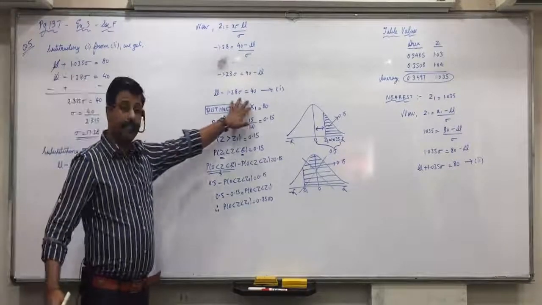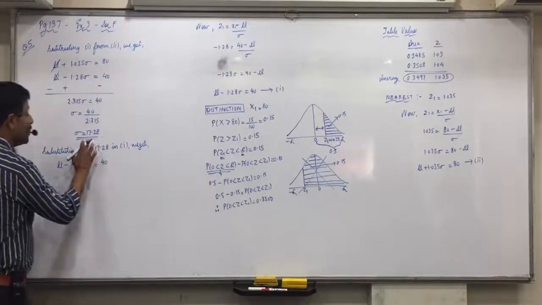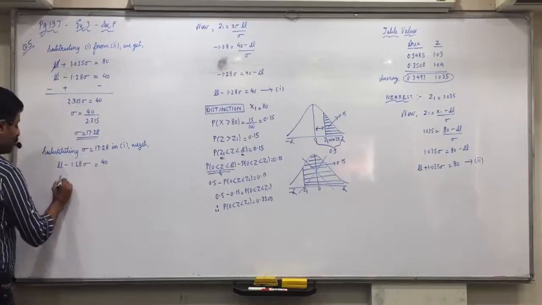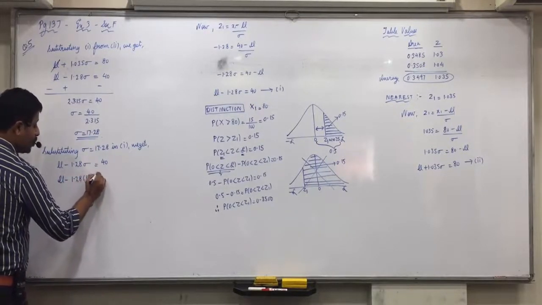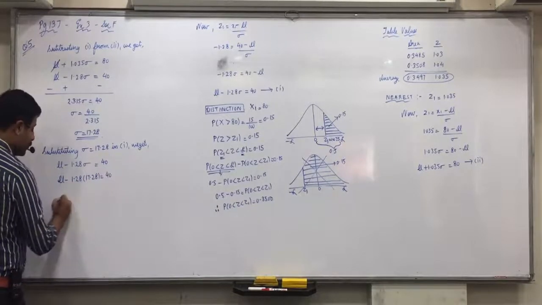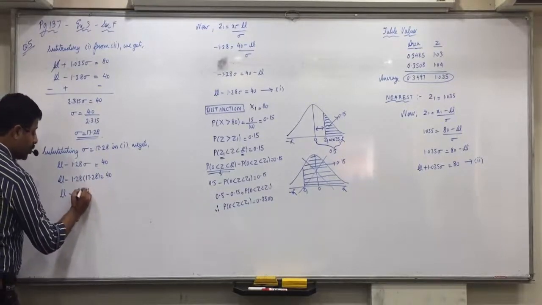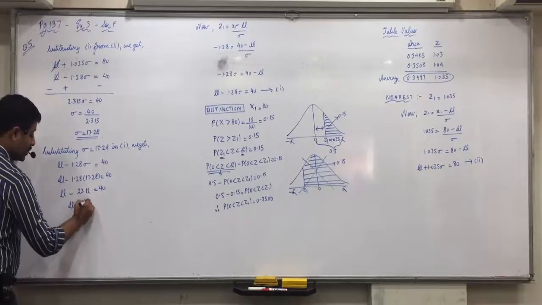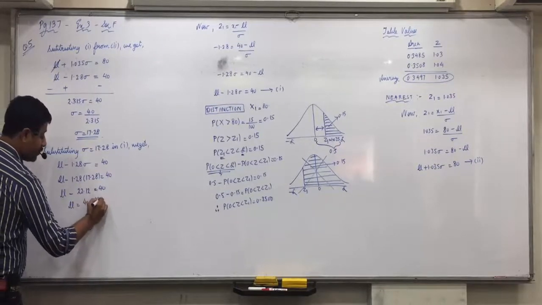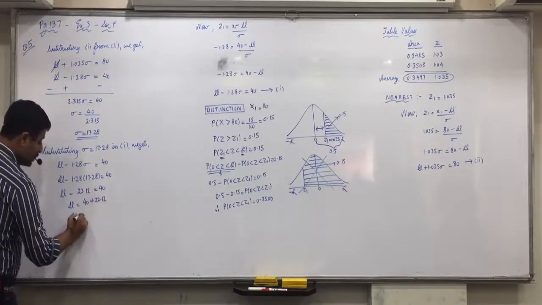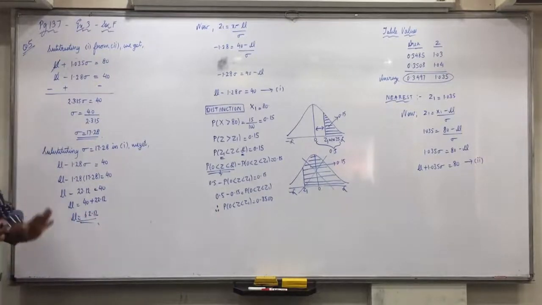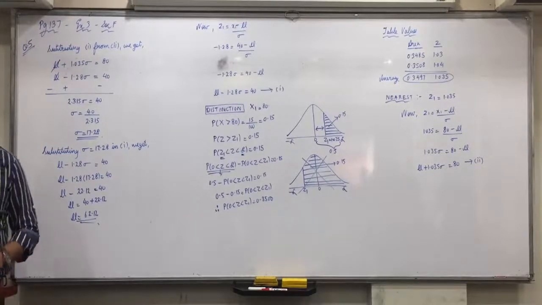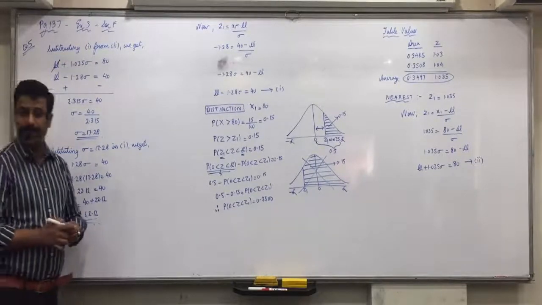Okay, first equation. In sigma we will put 17.28. So mu minus 1.28 into 17.28 equals 40. 22.12. Now minus 22.12 on the other side will become plus. So mu is 62.12. So first answer is done. Mean and sigma is obtained. Did you understand this, everyone?